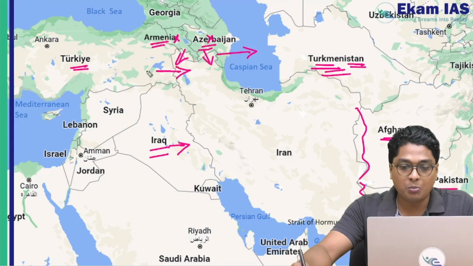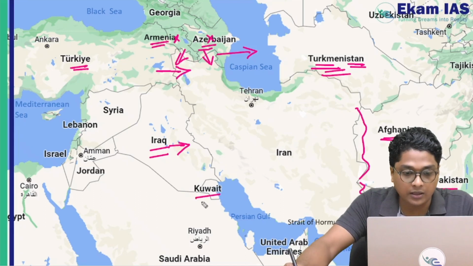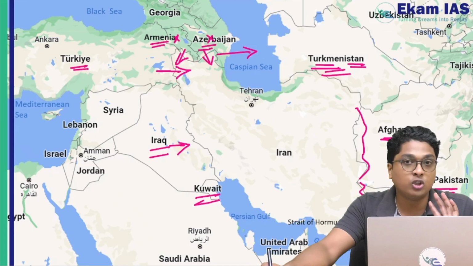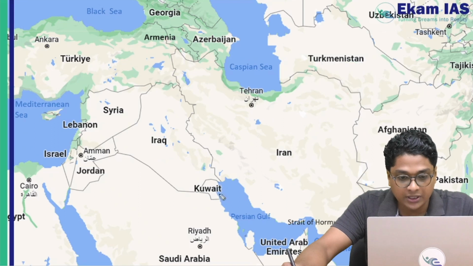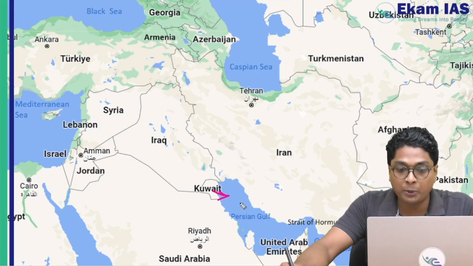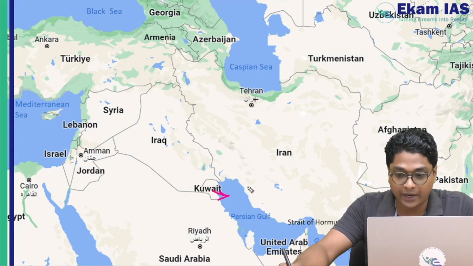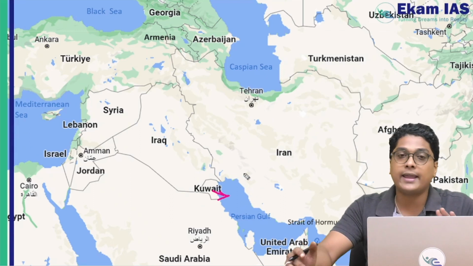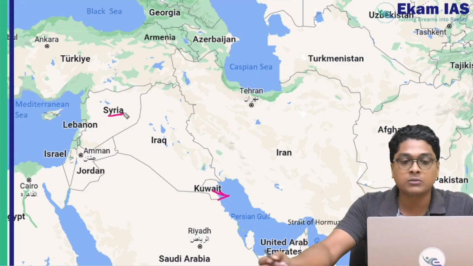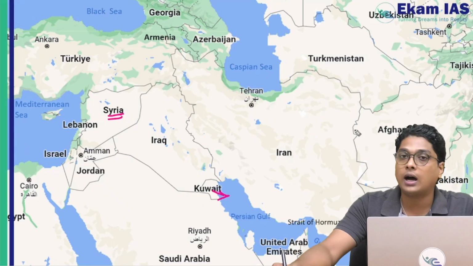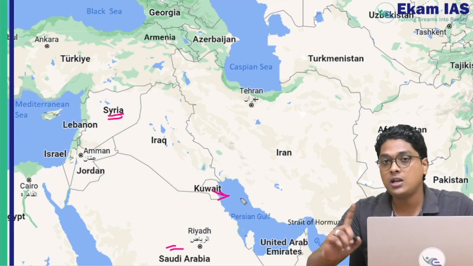So remember this location, and one thing I want you to focus on is this area, Kuwait. Kuwait is not sharing a border with Iran. Kuwait is located here, so it is open to the Persian Gulf, but it is not sharing a border with Iran. So keep this in mind. Now some tricky areas that can come among the options: one is Syria. Syria does not share a border with Iran. Similarly, Saudi Arabia is also not sharing a border with Iran.